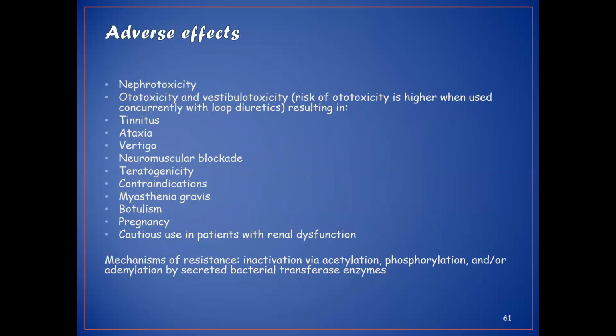Adverse effects of aminoglycosides include nephrotoxicity, ototoxicity, and vestibular toxicity. The risk of ototoxicity is higher when used concurrently with loop diuretics. Effects include tinnitus, ataxia, vertigo, neuromuscular blockade, and teratogenicity. Contraindications include myasthenia gravis, botulism, pregnancy, and you need to use with caution in patients with renal dysfunction. Mechanism of resistance is inactivation via acetylation, phosphorylation, and/or adenylation by secreted bacterial transferase enzymes.